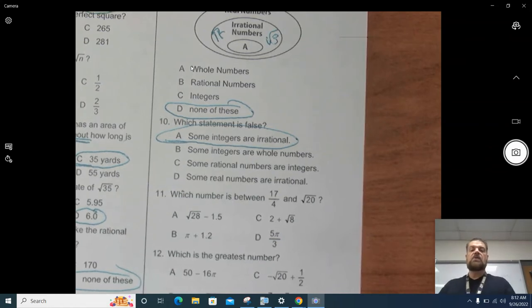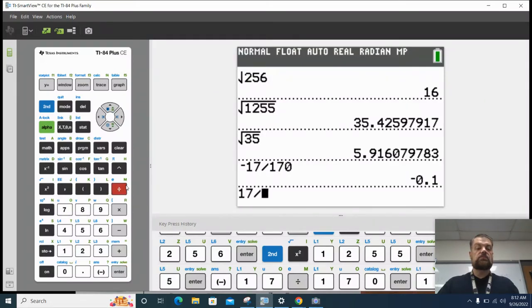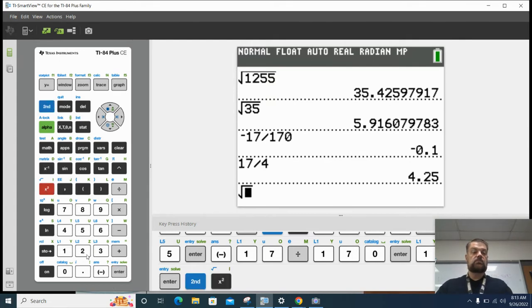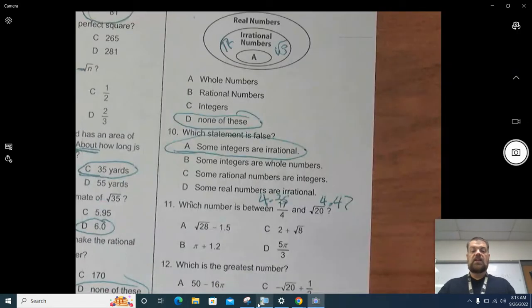So it says, which number is between the square root of 20 and 17 over 4? Let's find those decimals real quick. So I'm going to say 17 over 4, and that's going to be 4.25. And then the square root of 20, and that's going to be 4.47. And then, oh man, you're supposed to go through all those on your calculator and figure out which one it is.